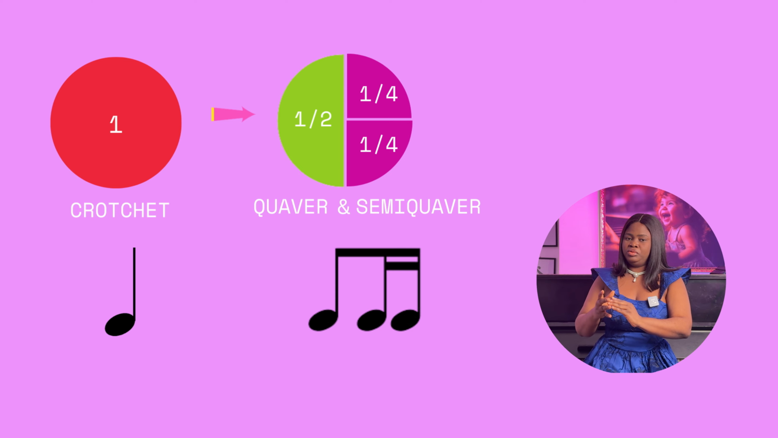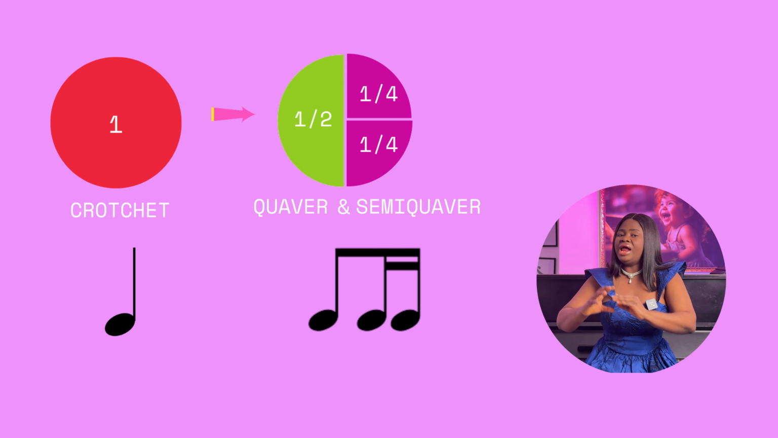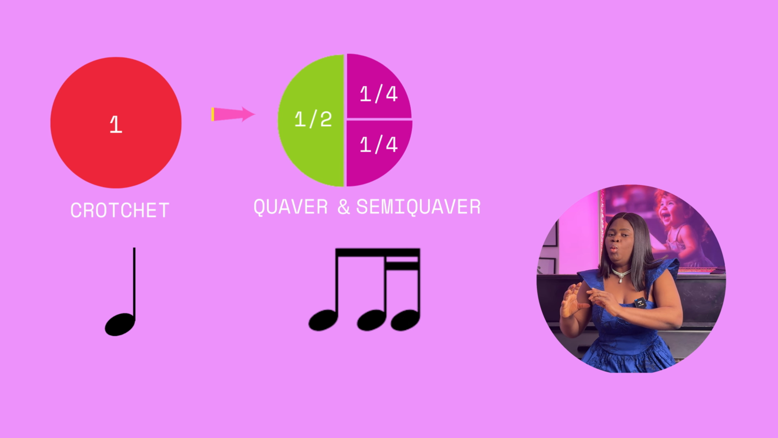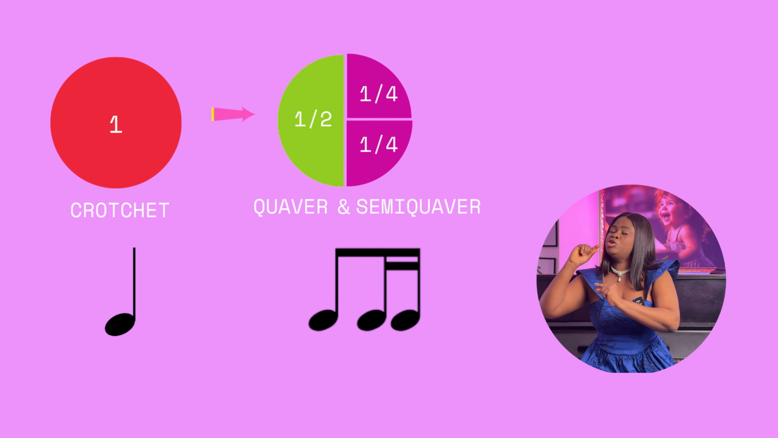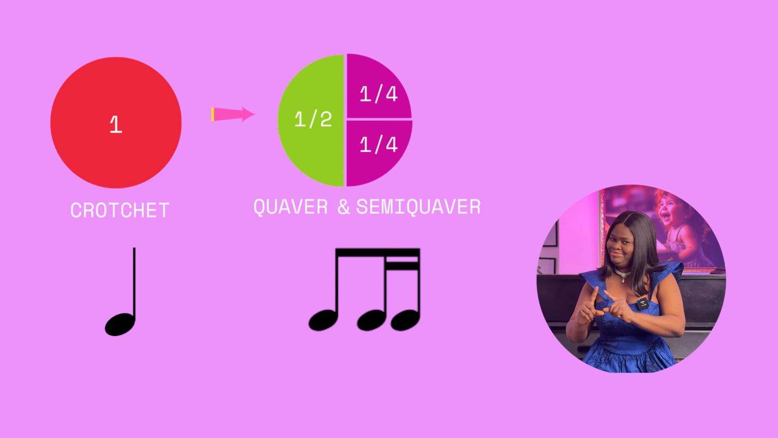So assuming a crotchet beat is a circle, right? We're going to have 1 half of the circle to be a quaver, and the other half of the circle will be divided into 2. So we have 2 semiquavers. So altogether we have 1 beat, right? Good. This pattern also falls under the 4 semiquaver groups.